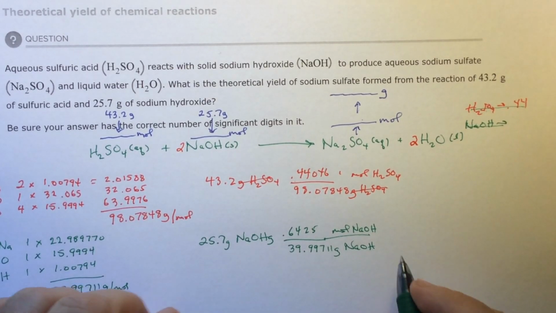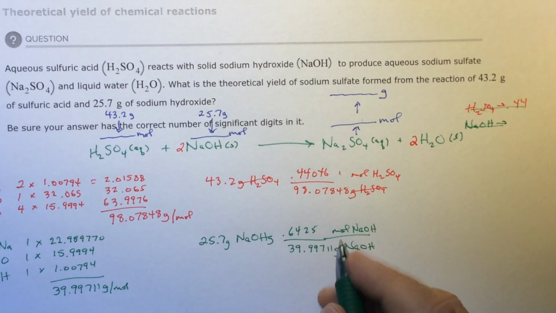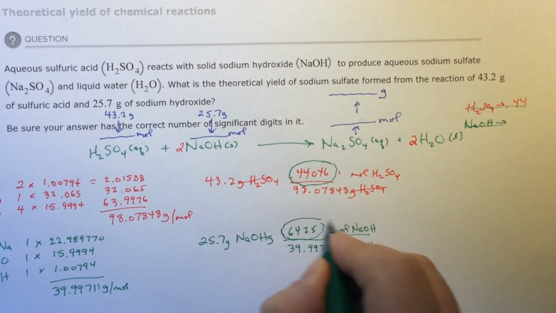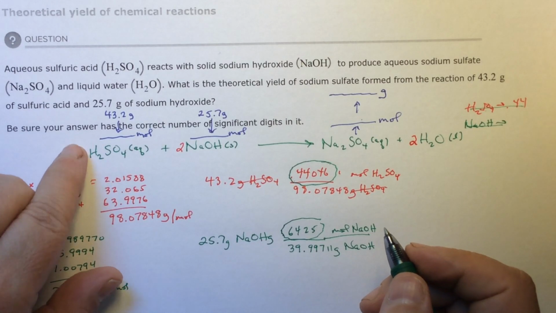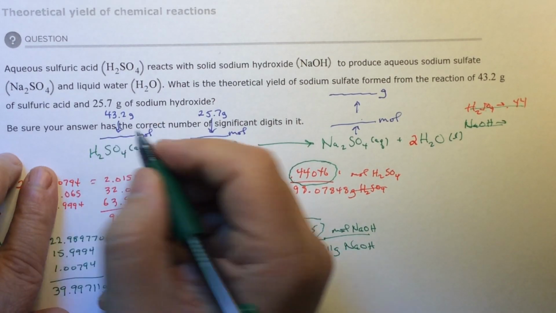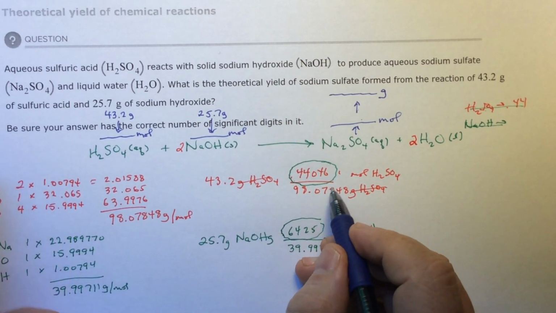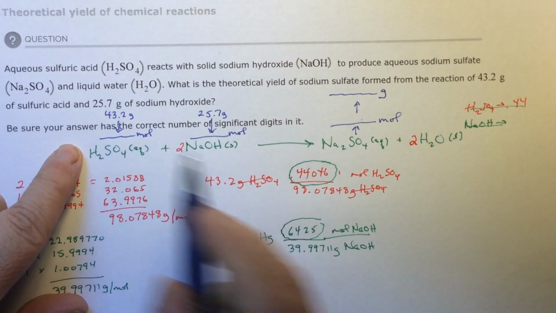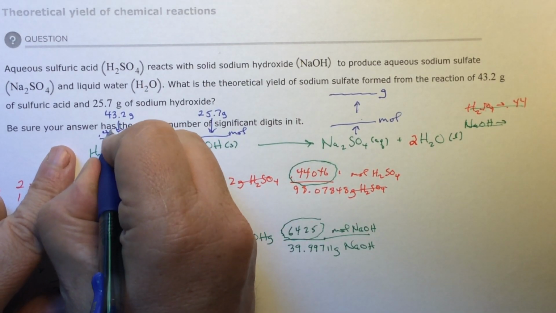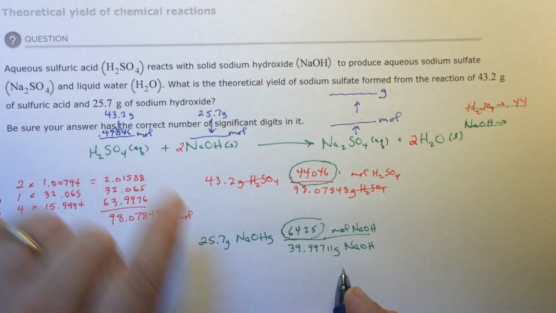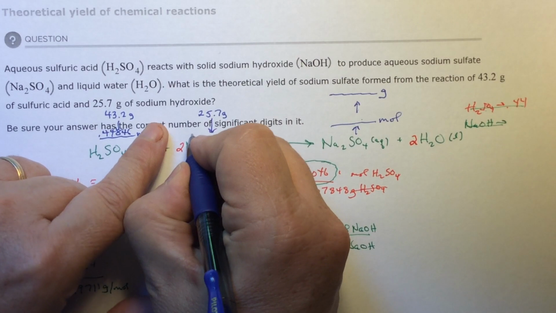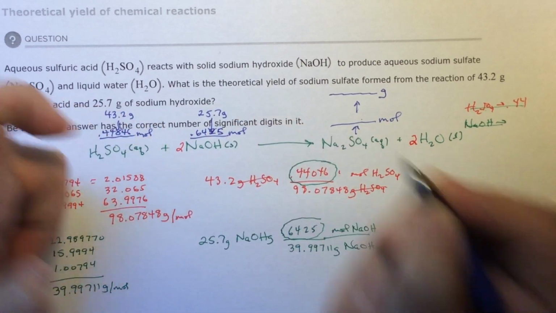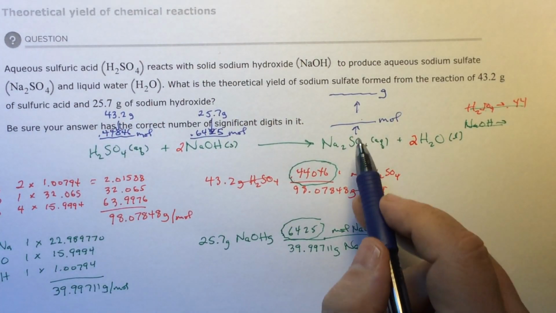Let me rewrite this for you just a minute. Okay. So the first one here, how many moles did I have? I should have written this down. Of the H2SO4, I knew how many grams, and I found how many moles. It's 0.44046 moles. How many moles here did I make? It's 0.6425 moles. Okay. Now, I want to know how much of this I can make.